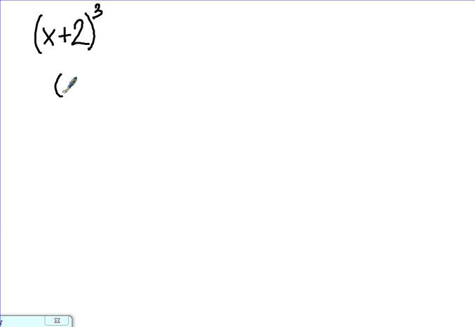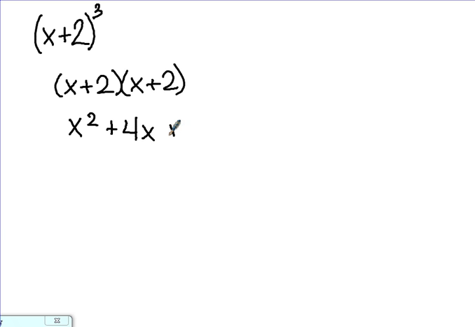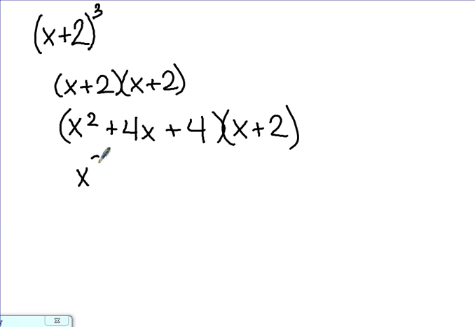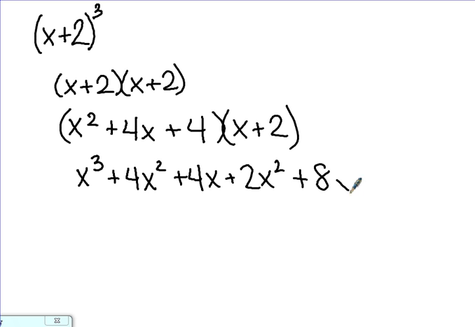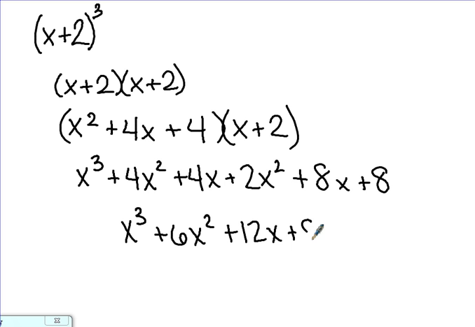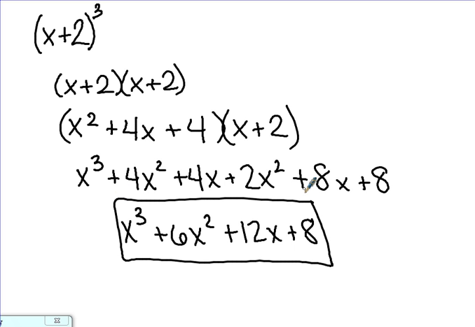Alright, let's distribute to find our solution. We should have distributed the first two binomial pairs first. We should have gotten x squared plus 4x plus 4. When we distribute that times another x plus 2 term, we should have come up with x cubed plus 4x squared plus 4x plus 2x squared plus 8x plus 8. And when we combine like terms, we should have ended up with x cubed plus 6x squared plus 12x plus 8. This is the final solution.